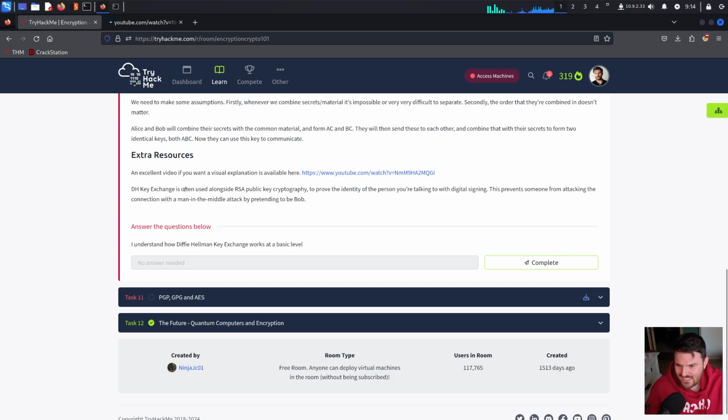The DH key exchange is often used alongside RSA public key cryptography to prove the identity of the person you're talking to with digital signing. This prevents someone from attacking the connection with a man-in-the-middle attack by pretending to be Bob.